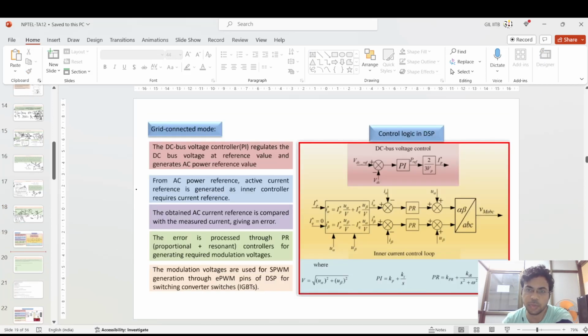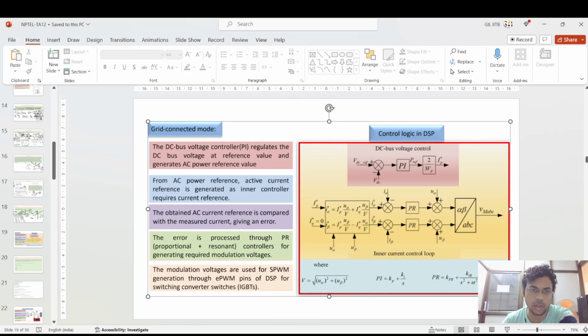Coming to the next topic, this is the control logic in the DSP, that is the digital signal processor, which we use. In this situation, if you see this DSP based controller, this is the grid connected mode. This DC bus voltage goes to the PI controller.